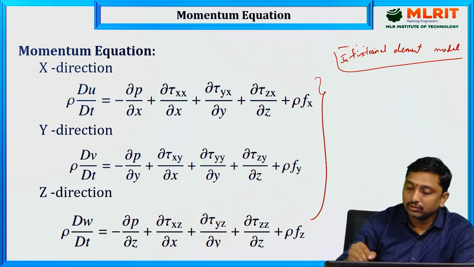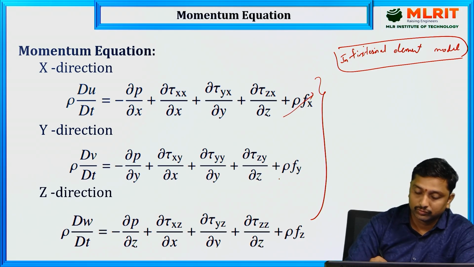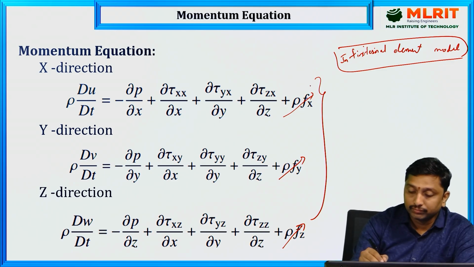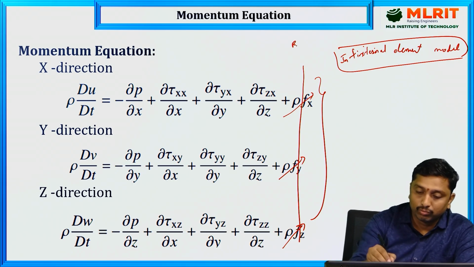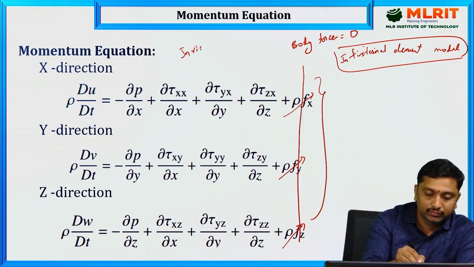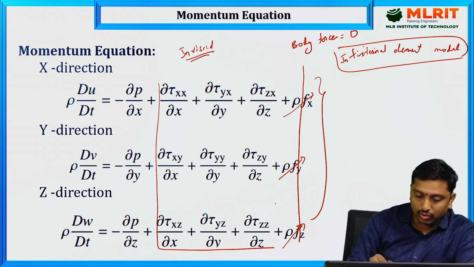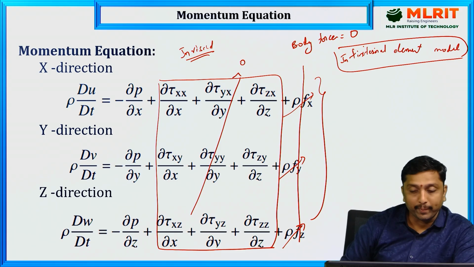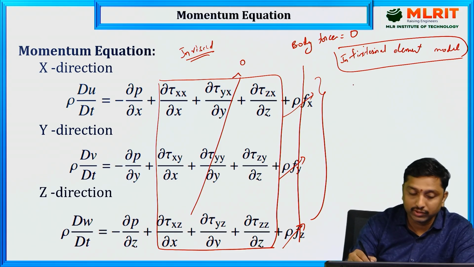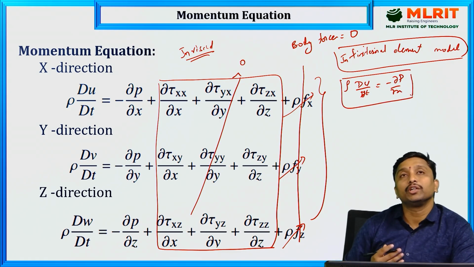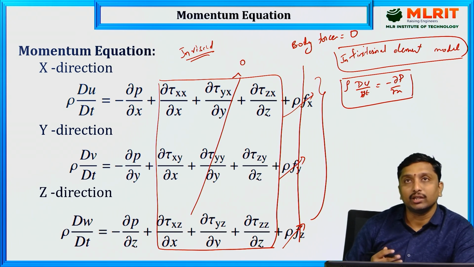Now, if we consider body forces to be negligible, these forces can be neglected. If body forces are 0, body force equals 0. If we consider the flow to be inviscid, then all the shear terms will be equated to 0. So you can rewrite for inviscid flow with no body forces, the equation as rho du by dt is equal to minus dou p by dou x. This is the reduced form of the momentum equation when the flow is inviscid and the body forces are 0.